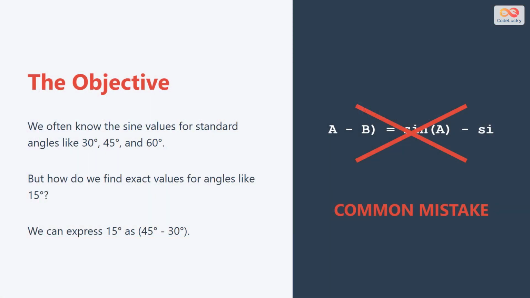A common question arises when we need to find the exact value of an angle like 15 degrees. You might think we can simply take the sine of 45 and subtract the sine of 30. However, this is a major pitfall. Sine functions are not linear, so sine of A minus B is definitely not equal to sine of A minus sine of B. We need a special formula for this.